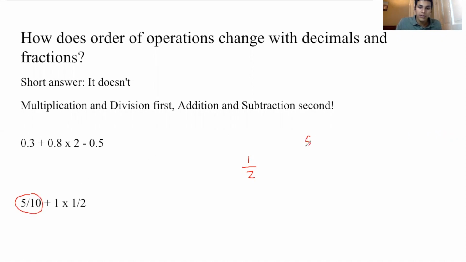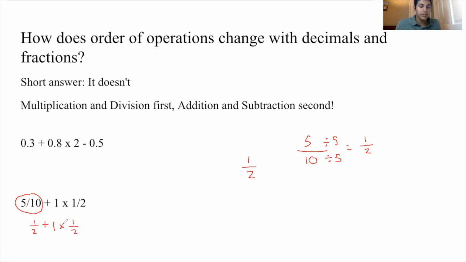Now, if you're to do this mathematically, you could divide both the top and bottom by the number 5. So 5 divided by 5 and 10 divided by 5, and that gets you 1/2. So 5/10 is actually 1/2. So if we simplify after rewriting the question, we get 1/2 plus 1 times 1/2.